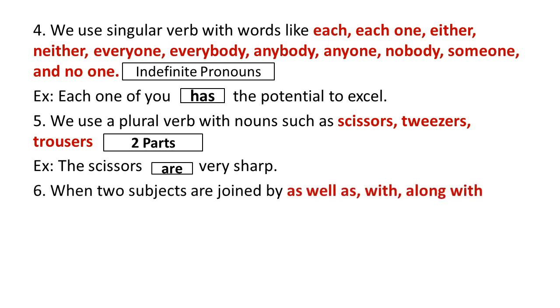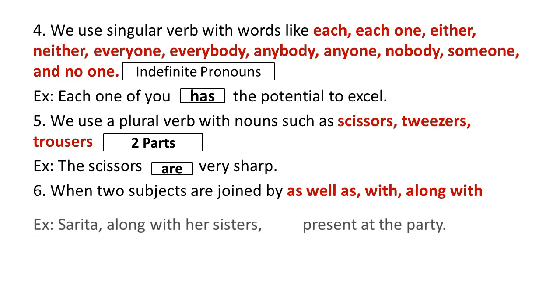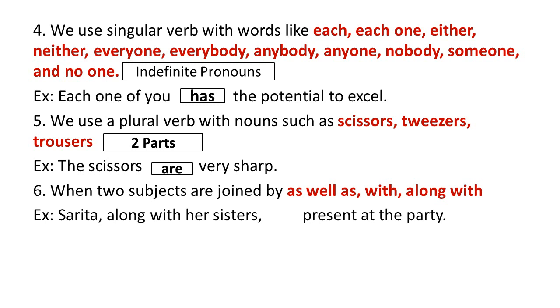Sixth rule, when two subjects are joined by as well as with, along with. For example, Sarita along with her sisters was present at the party. Here, the verb must agree with the first subject.